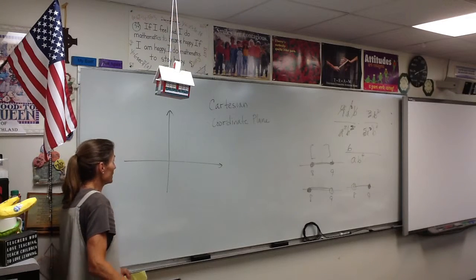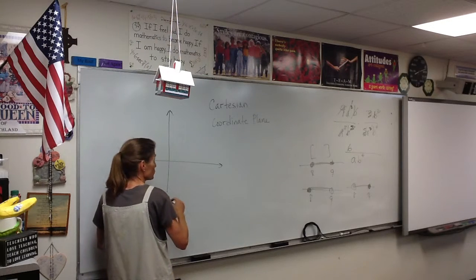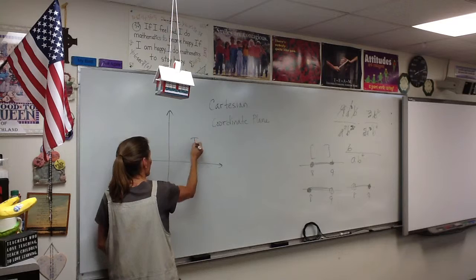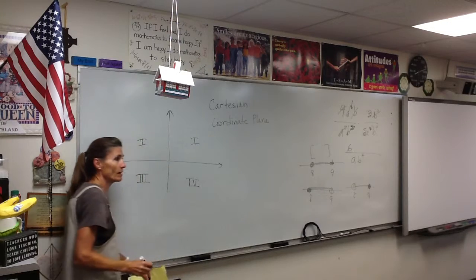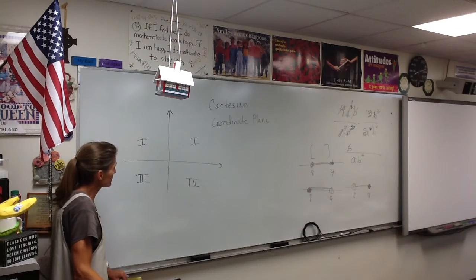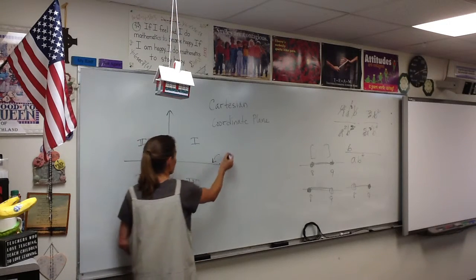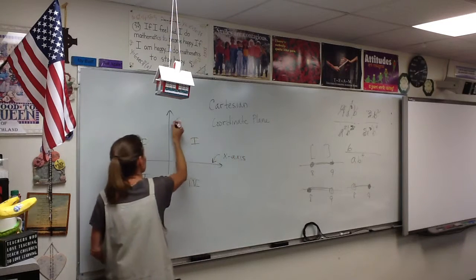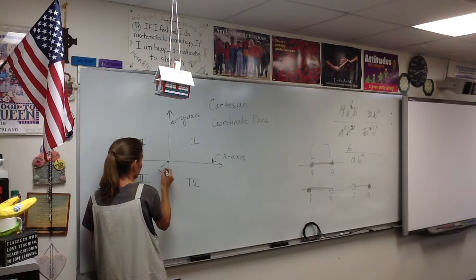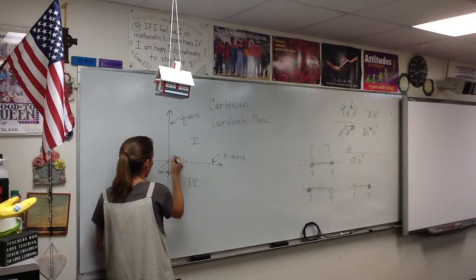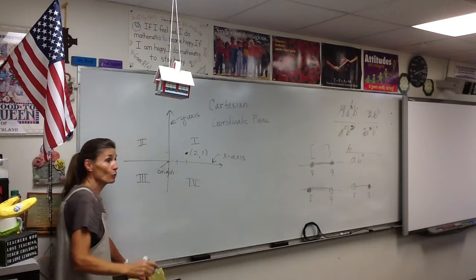Okay, Cartesian coordinate plane. Anyone know what these four sections are called? Quadrants. These are called the quadrants. Do you know how the quadrants are numbered? One, two, three, and four. Generally speaking, we like to use Roman numerals to name our quadrants. This is called the X-axis, and this then, of course, is the Y-axis. And this is called the origin. And if I plotted a point here, like that guy right there, that would be called an ordered pair.